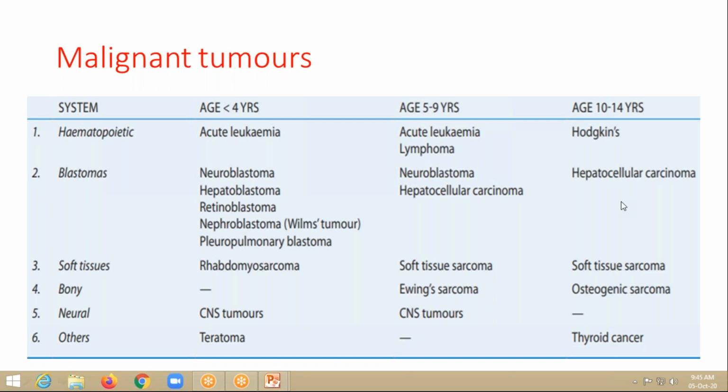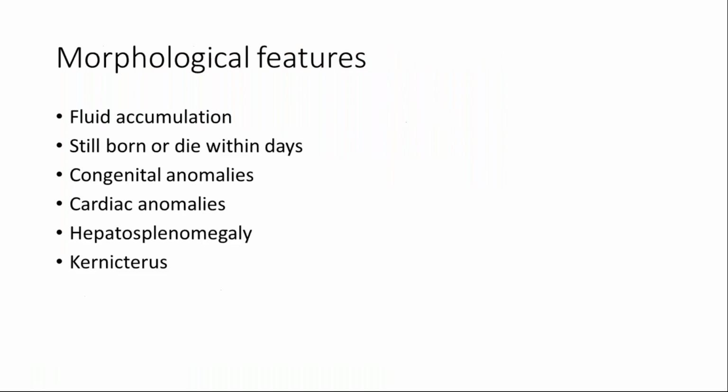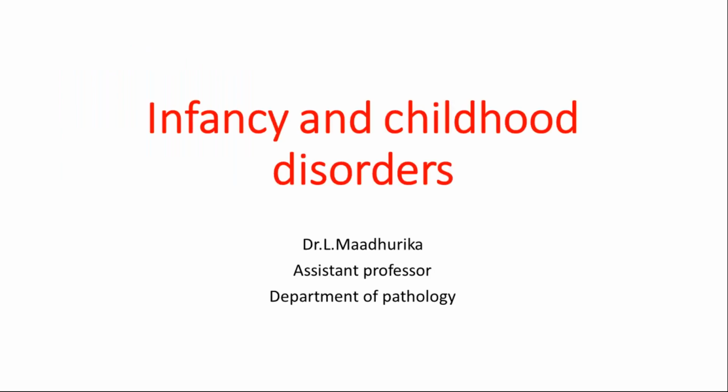So in infancy and childhood, the important questions are about fetal hydrops. Next one is sudden infant death syndrome, and just names of tumors in infancy and childhood, either benign tumors or malignant tumors. So these are the important questions in infancy and childhood disorders. Okay, that's it. Today's class is about infancy and childhood.